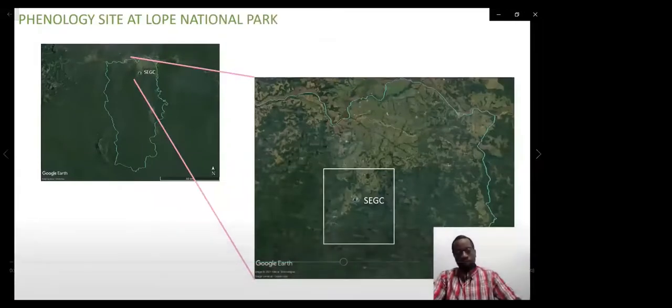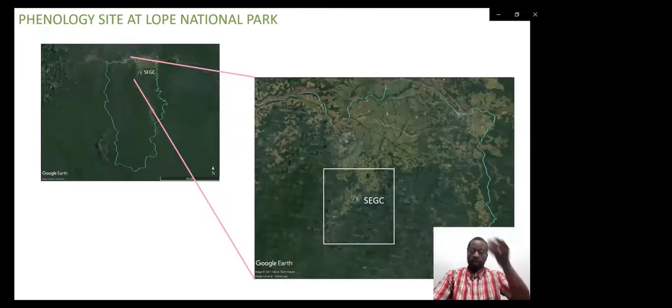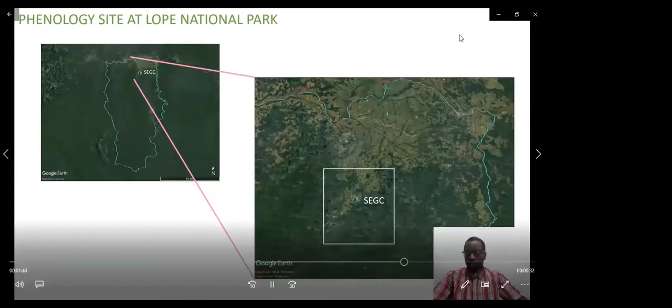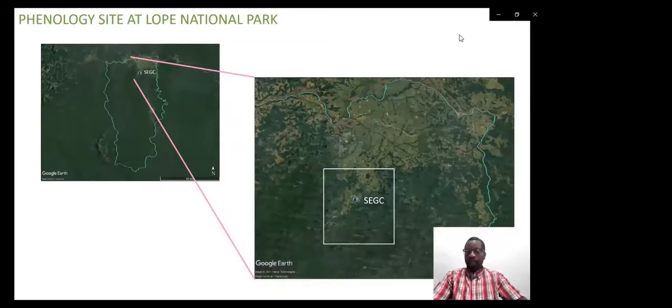The phenology is conducted in the northern part of Lope, in the area where we have the savanna forest mosaic. This area is about 33 square kilometers, and it includes different types of forests: the mature forest, the marantaceae forest, the young forest, the forest which is taking over savanna. And this phenology has been conducted since 1984, and Loic will give you more detail on how the phenology is conducted on the ground.